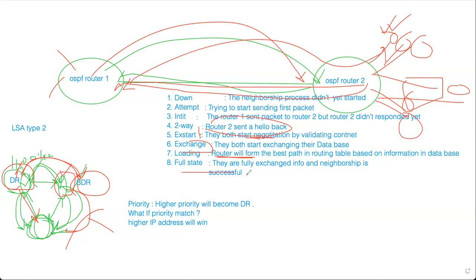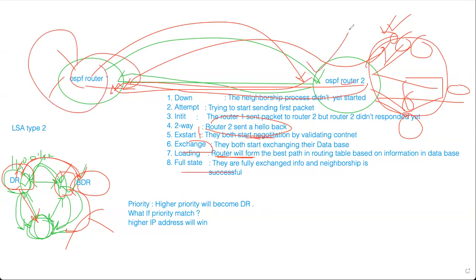And the full state is where all routes are synchronized. So this router will know all the other routes of this router, and this router will know all the other routes of this router. So in the full state, they are all successful. So when someone asks in the interview, what are the states of OSPF, you have to tell these states and you have to explain a single line about each state. Okay.